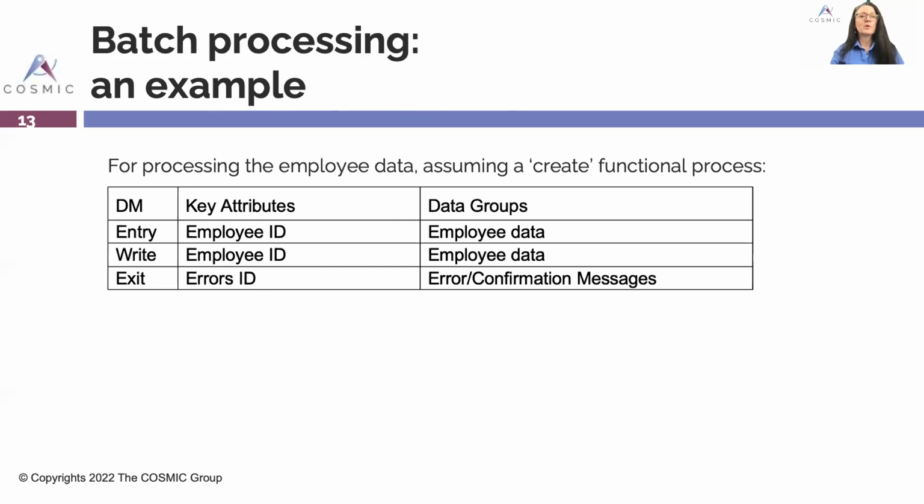For processing the employee data, assuming a create functional process, we'll have the entry is the employee data, we write the employee data, and then we exit a confirmation or error message. However, if you first specify in a batch process that instead of displaying something on a monitor screen, we prefer to log the execution in a log file that can be consulted later on, then the error or confirmation message will be a write data movement.